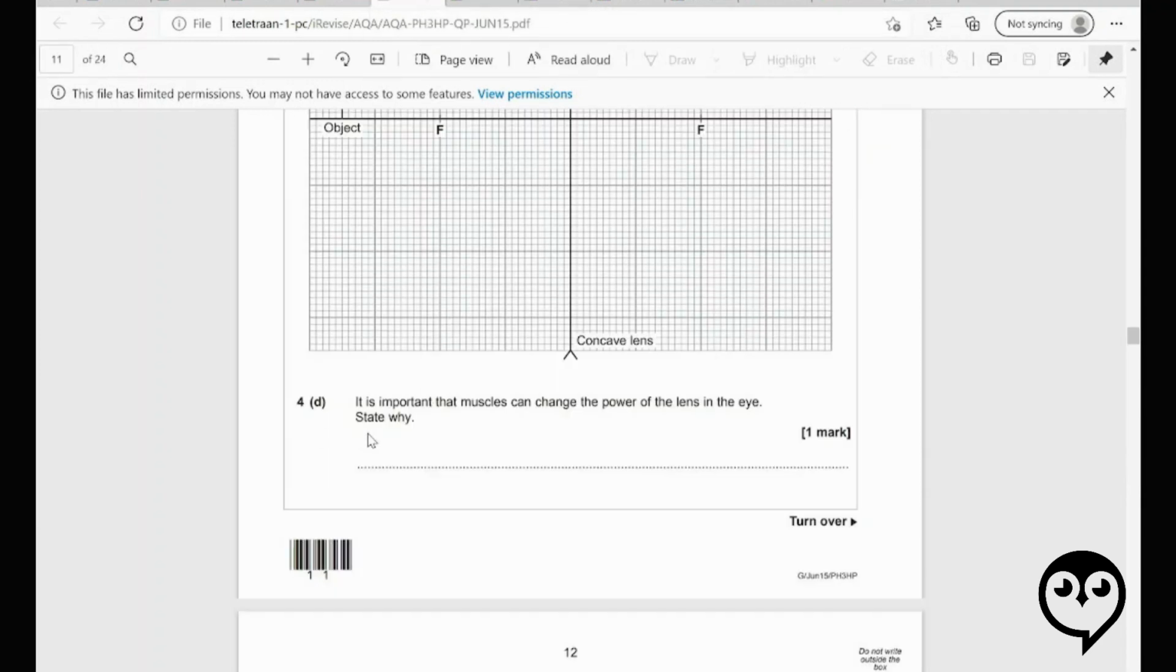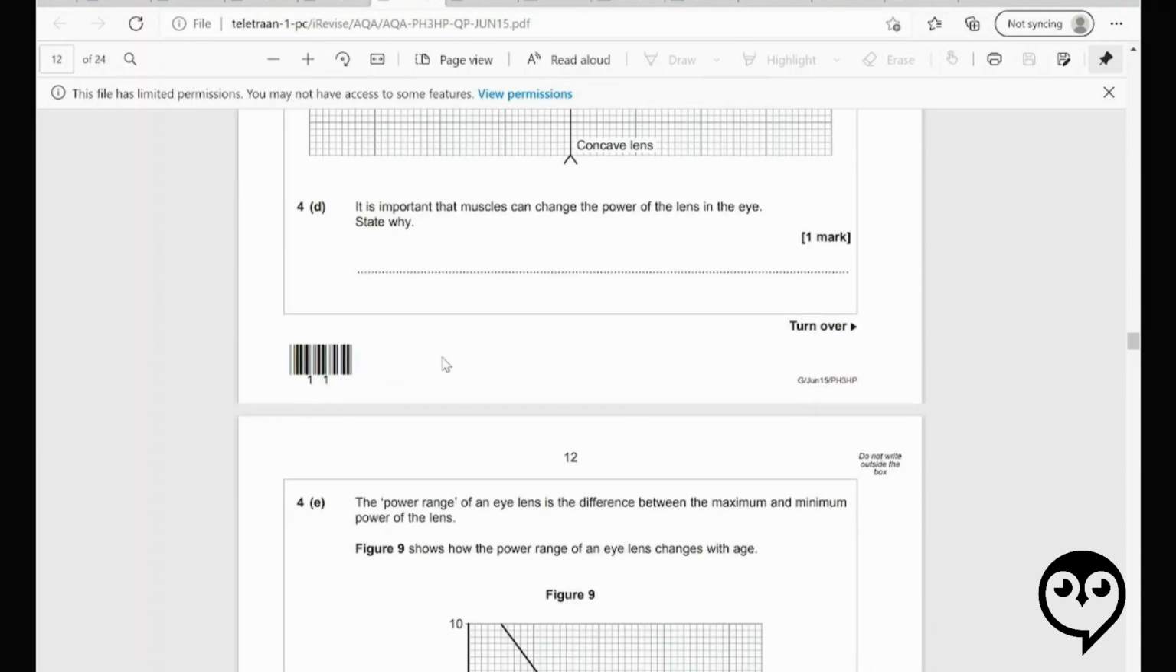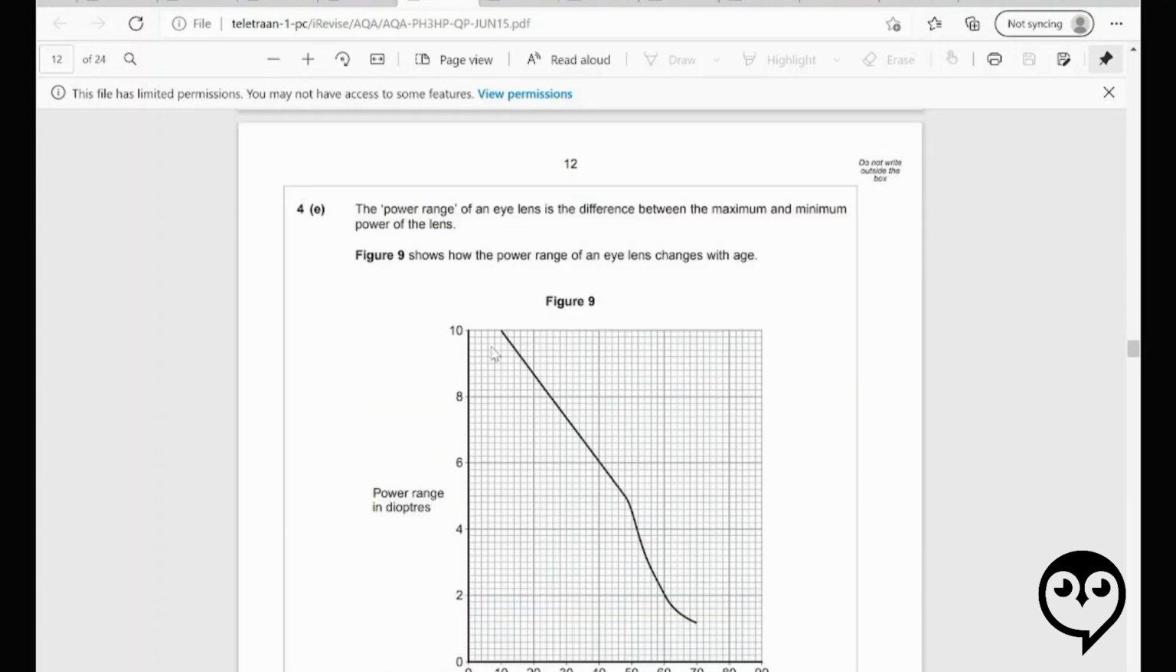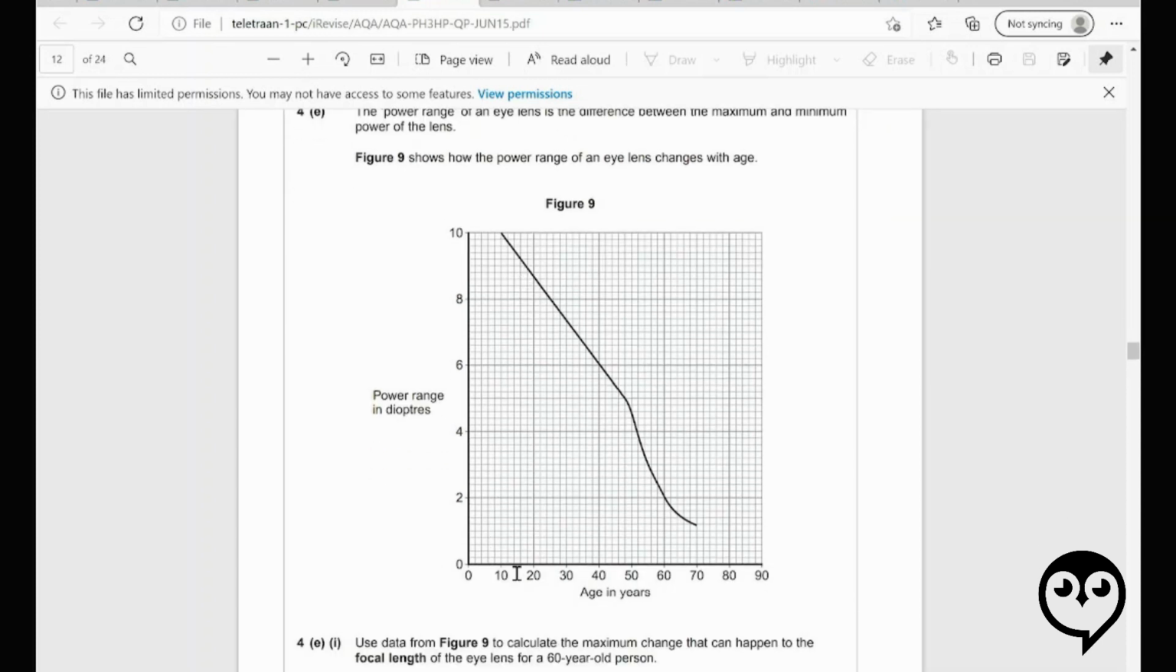That's fine. Part D, it's important the muscles can change the power of the lens of the eye. Why? Well, we can focus on objects far away and close up. It's really quite remarkable how that works if you really think about it. All right, and part E here. The power range of an eye lens is the difference between the maximum and minimum lens power. You can see that even from the age of 10, it starts to diminish. This is measured in diopters.